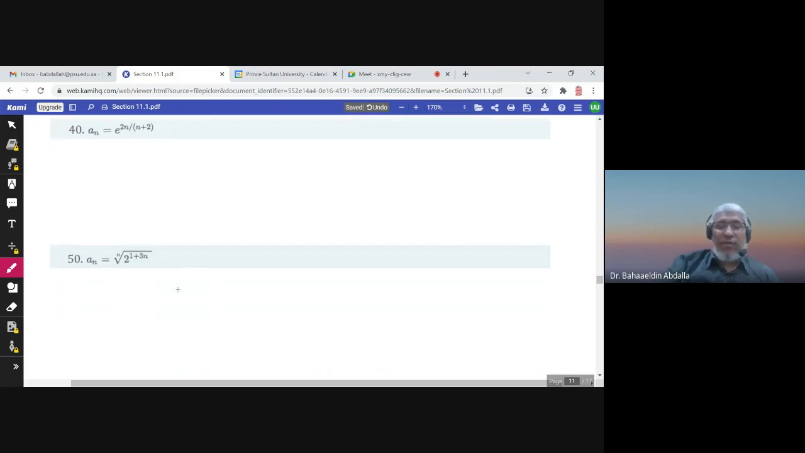Find the limit of a_n when n goes to infinity. So it is the limit of what? I will write it as 2 to the power (1 plus 3n) over the index. What is the index? The index is n, okay?